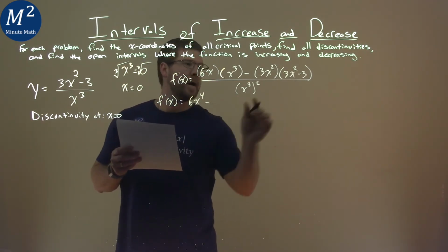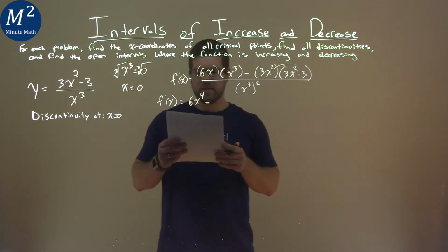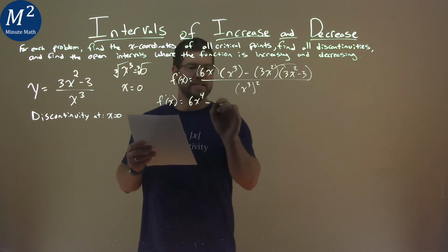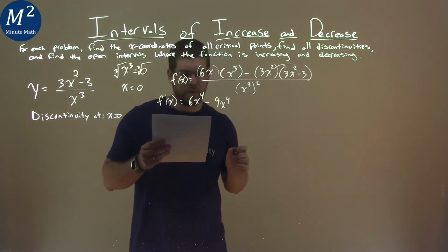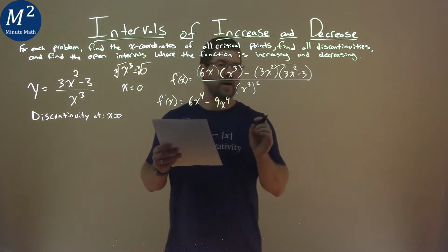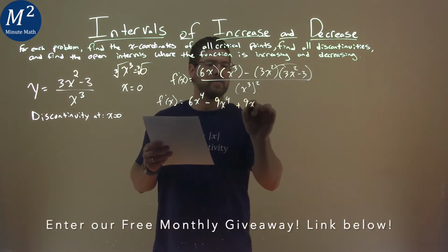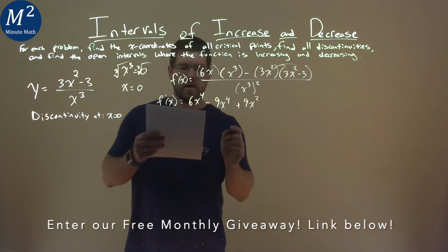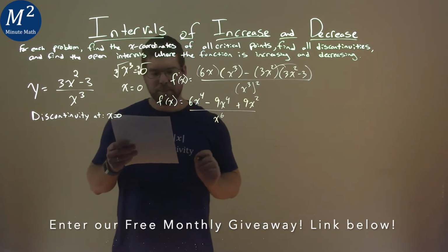power, minus, multiply this part out here to both things. 3x squared times 3x squared is a 9x to the fourth power, and it's negative 9x to the fourth power. Negative again gets distributed, but becomes a positive. 3x squared times 3 is a 9x squared, and the two negatives make it positive, so we have 9x squared here, all over our denominator, which is now x to the sixth power.